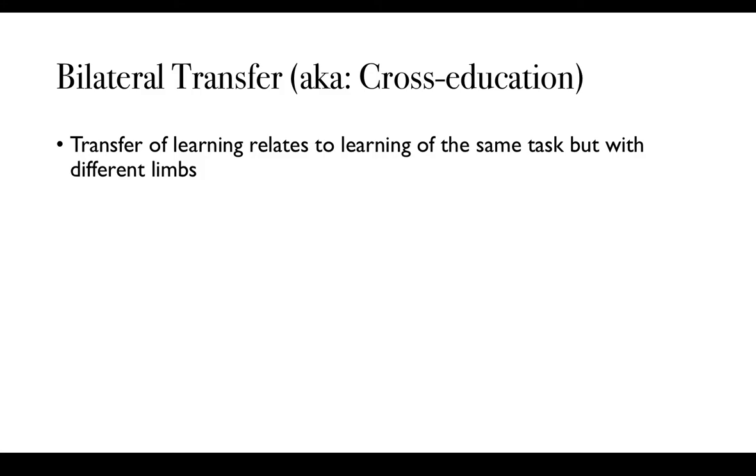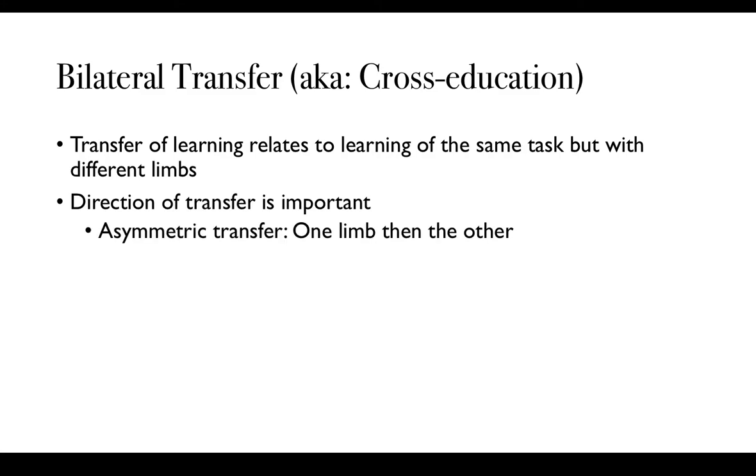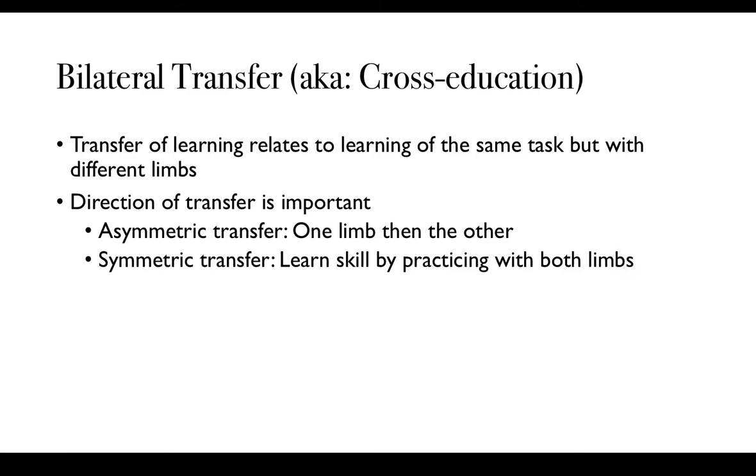And it turns out that this is actually quite beneficial, say for sports performances or even activities of daily living, where we'd like to be able to use both limbs with equal proficiency. So it turns out that the direction of the transfer is important, and we're going to have asymmetric and symmetric transfer. So asymmetric transfer is where you learn the skill with one limb, you really hone in on that motor program, and then start practicing or learn the skill with the other. And then there's symmetric transfer where you learn the skill by practicing with both limbs simultaneously, or maybe one set with the right, one set with the left, and then repeat.